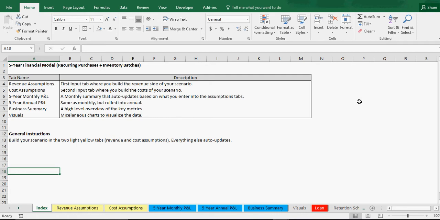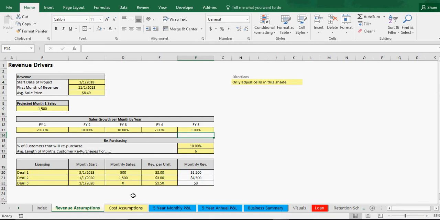You can put in those assumptions, tweak it, and it will come in through the monthly and annual cash flow summaries. So let's get into it. This is just the index page that explains what each tab is. In general, as all my models are, the light yellow tabs are where you're going to modify your inputs, and then everything else auto-populates. So first things first is revenue assumptions.